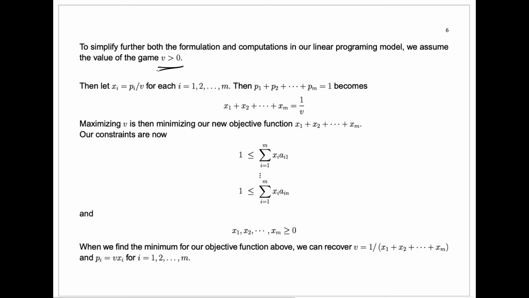Once we've assured ourselves that the value of the game is positive, then we take these p's, say from player 1's perspective. Remember, player 1 is looking for a mixed strategy, that probability vector p, which is the column vector p1, p2 through pm, and we're going to create new variables x1, x2 through xm, where x sub i is just p sub i divided by this value v, and we'll do that for each i from 1 through m. Then instead of writing p1 plus p2 through pm is 1, just dividing everything by v, we get x1 plus x2 up to xm is 1 over v.